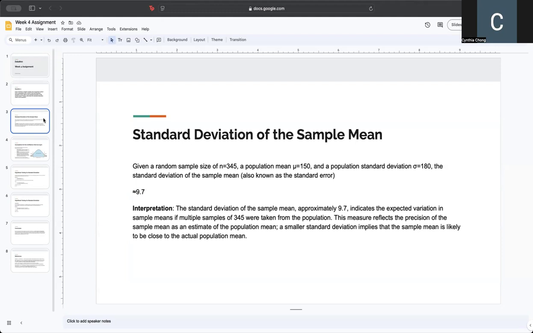So a standard deviation of the sample means of approximately 9.7 indicates the expected variation in sample means if multiple samples of 345 were taken from the population. This measure reflects the precision of the sample mean as an estimate of the population mean, and a smaller standard deviation implies the sample mean is likely to be close to the actual population mean.